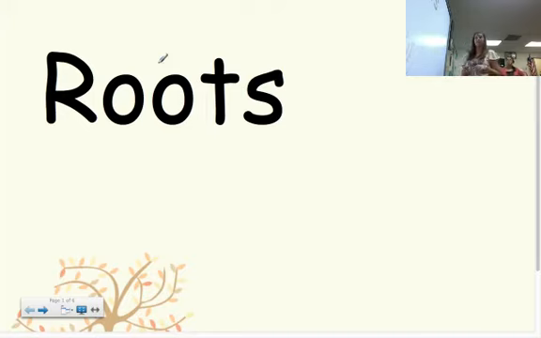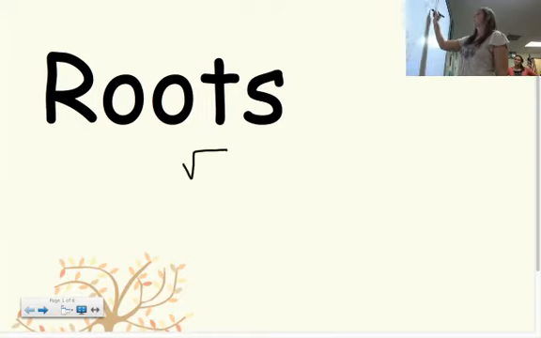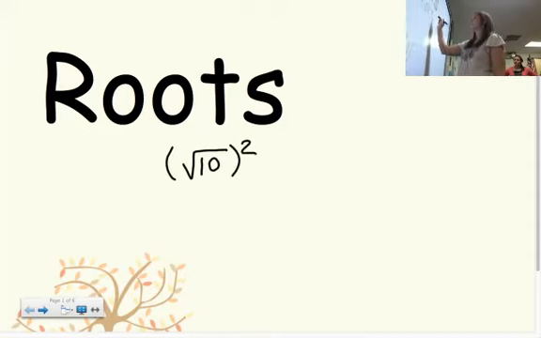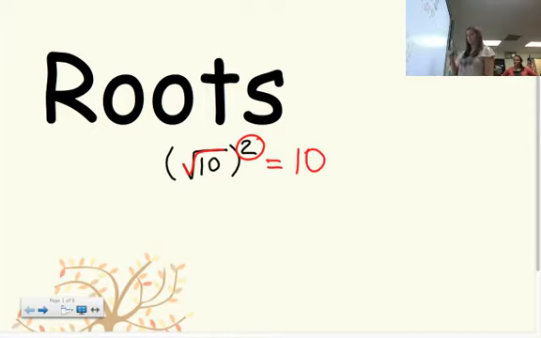Okay guys, today we are learning about roots, square roots and cube roots. The most important thing you need to remember is that a square root and something to the second power are actually inverses, or opposites. So if I were to write the square root of 10 and I took that to the second power, the exponent and the square root cancel each other out. So this answer would actually just be 10.